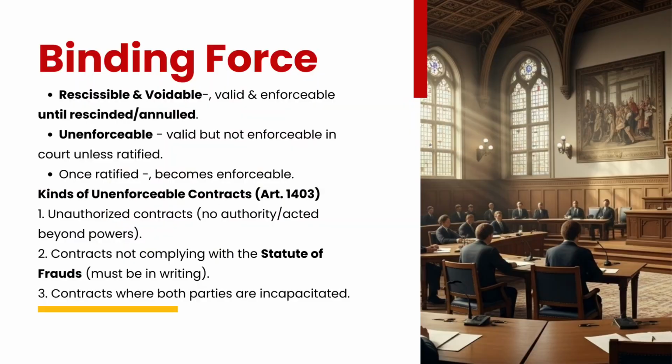Binding force. Rescissible and voidable: valid and enforceable until rescinded or annulled. Unenforceable: valid but not enforceable in court unless ratified. Once ratified, it becomes enforceable. Kinds of unenforceable contracts, Article 1403. 1. Unauthorized contracts: no authority, or acted beyond powers. 2. Contracts not complying with the statute of frauds, which must be in writing. 3. Contracts where both parties are incapacitated.